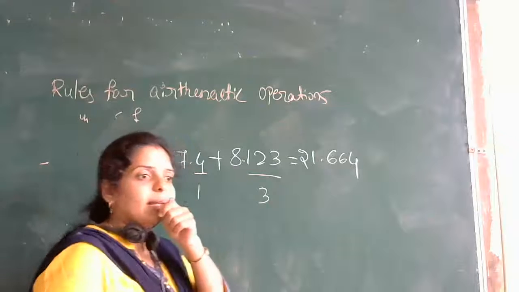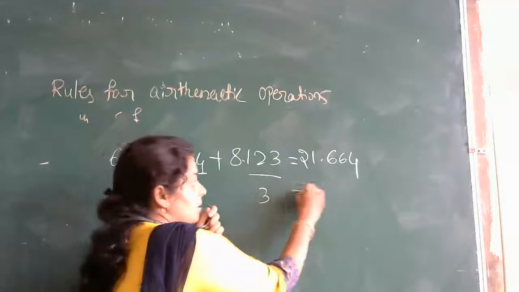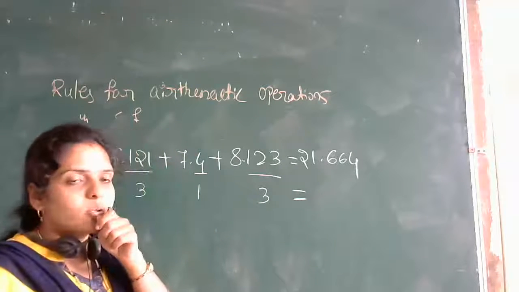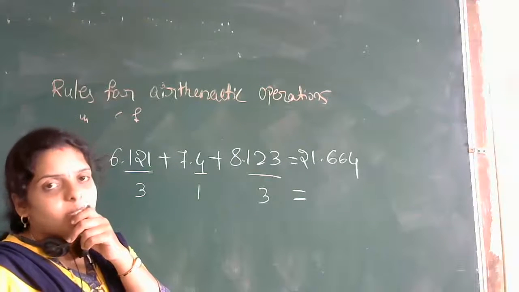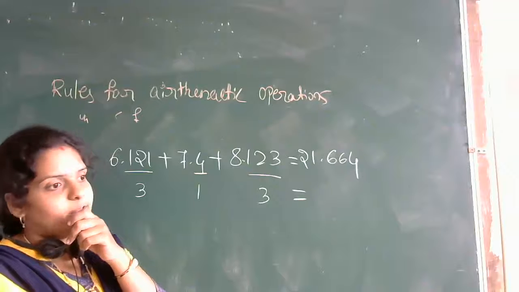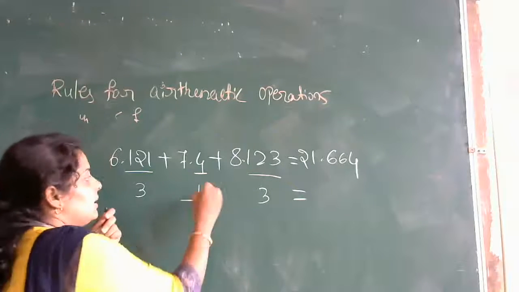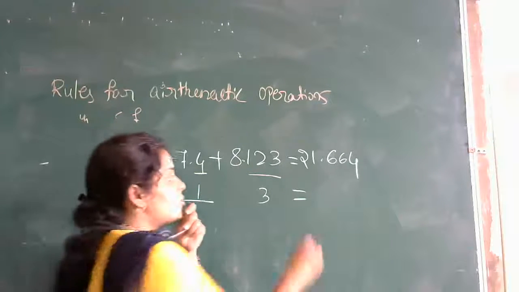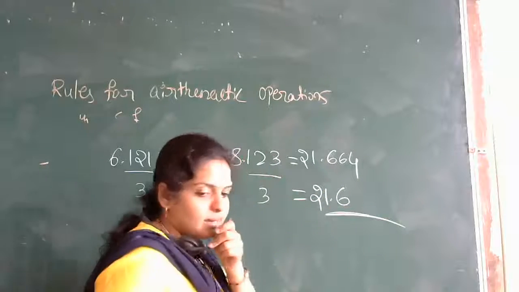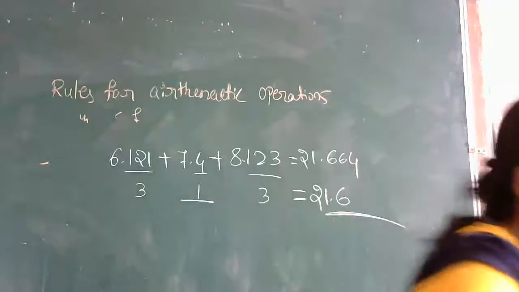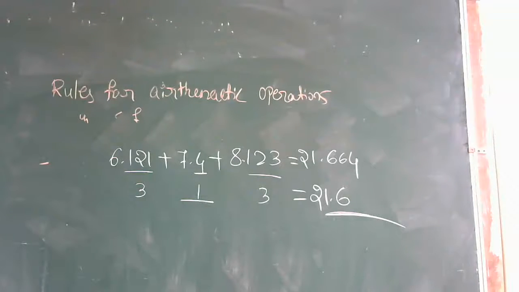So the second rule is your answer should contain the least number of significant figures after the decimal point from the given numbers. So which is the least one? That is the second one. So your answer should be 21.6. Means after the decimal point, how many digits do you need to write? You need to write only one. If the answer is 21.6664 also, you are going to write it as 21.6. That's it.